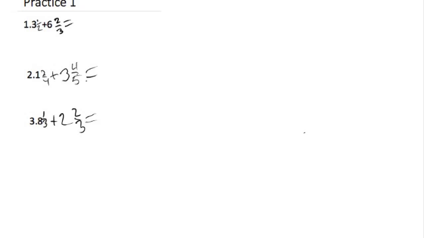1 and 2/4 plus 3 and 4/5. So let's simplify 1 and 2/4. 2 of 4 is half of 4, so it's 1 and 1 half. So then number 2 is gonna be 1 and 1/2 plus 3 and 4/5.